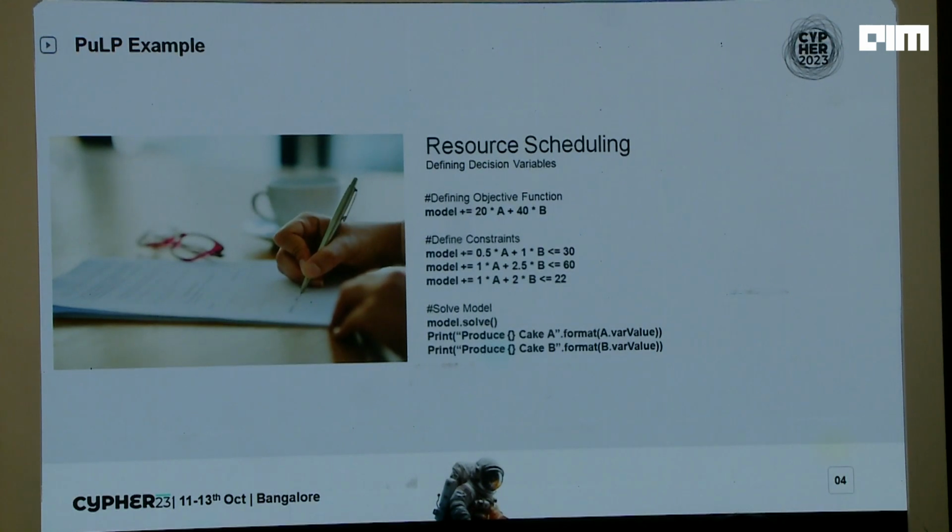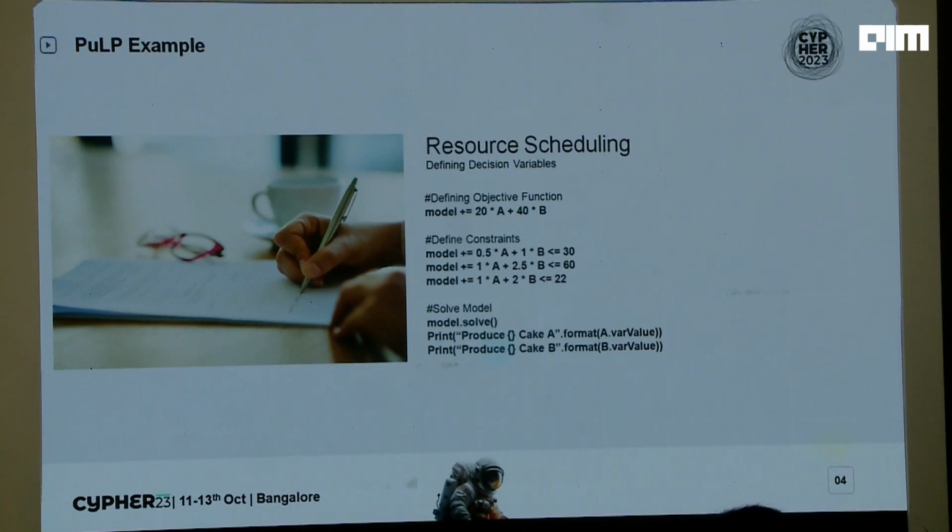Going to the next piece where we have the objective function. Since we have defined A and B, the next thing is getting into the model, basically. So we are adding it to the model that this is my objective function. PuLP is intelligent enough to identify this will be your objective function. And we are defining it as 20A plus 40B.